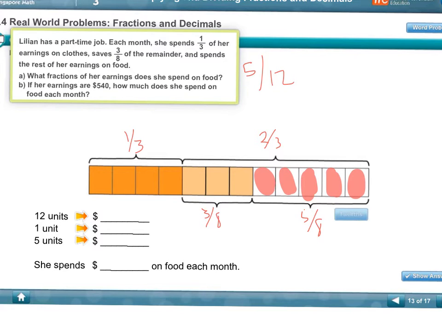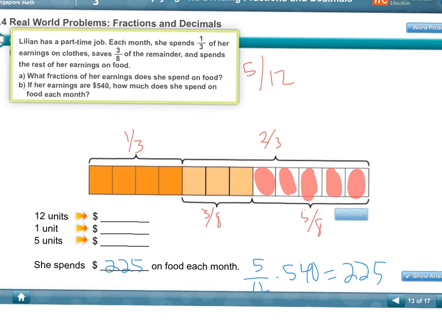The easiest way to do it is to look at a picture or a diagram breaking down what she's earning. And now that we have that, we can figure out how much she spends on food each month, because that's going to be 5/12 of the 540. And that's equal to $225.